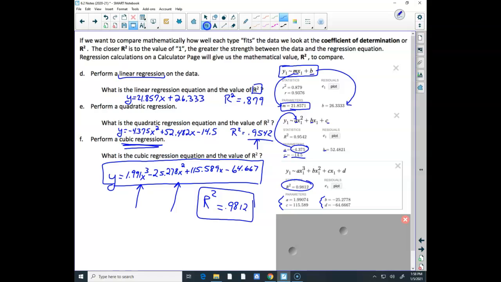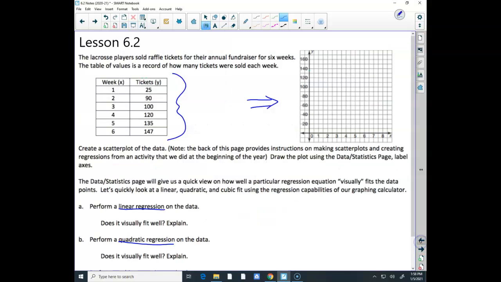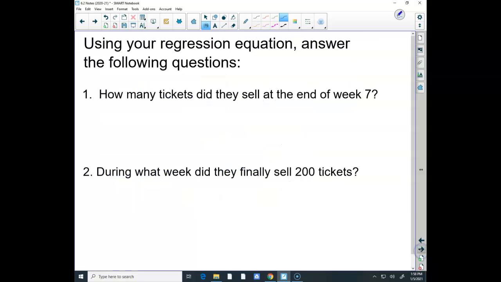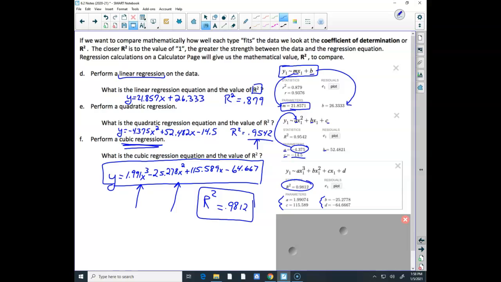So what did this data all model? I didn't describe that in the beginning. All this data was lacrosse players selling raffle tickets during weeks, and those are the number of tickets sold. So what we actually do, and this is what the government is doing right now, even with the coronavirus, is finding regression equations, and they don't have to be quadratic. There's logarithmic, there's exponential, there are all different kinds of regression equations that will fit the data, and then they use that equation to make a prediction of what could happen down the road.